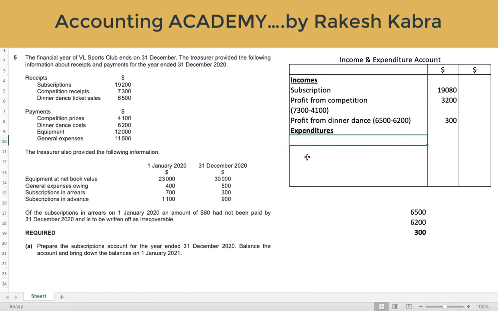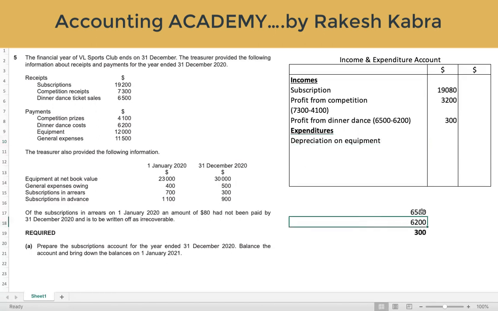Now come to the expenditure. Competition prizes are already taken. Dinner dance already taken. Now we have equipment. Equipment is an asset, so I will take depreciation on equipment.